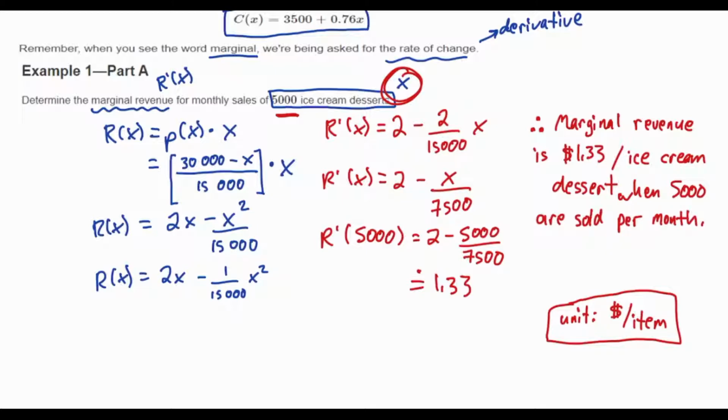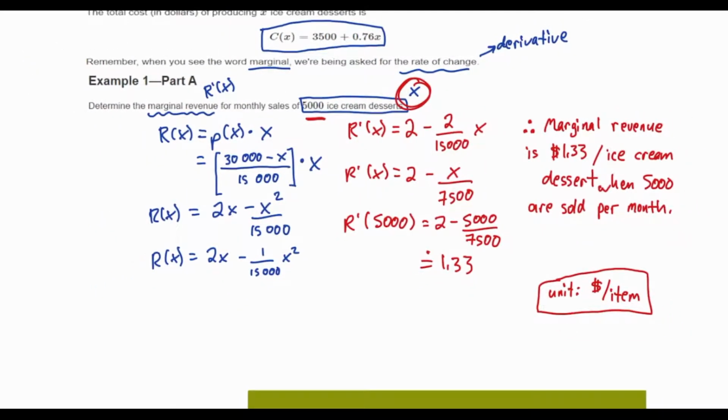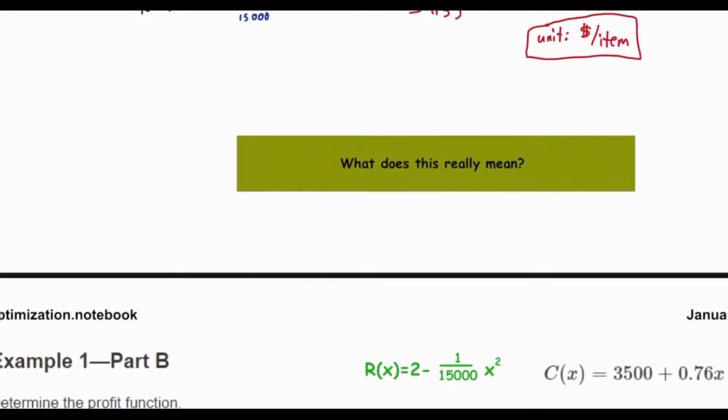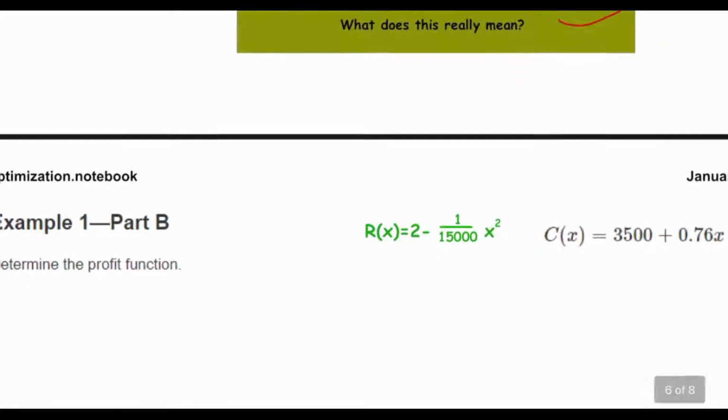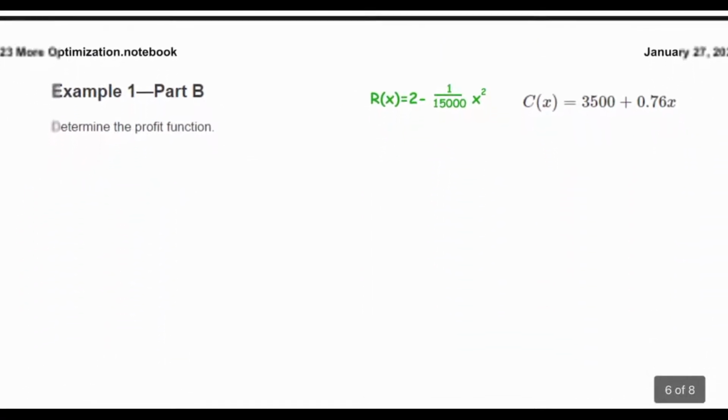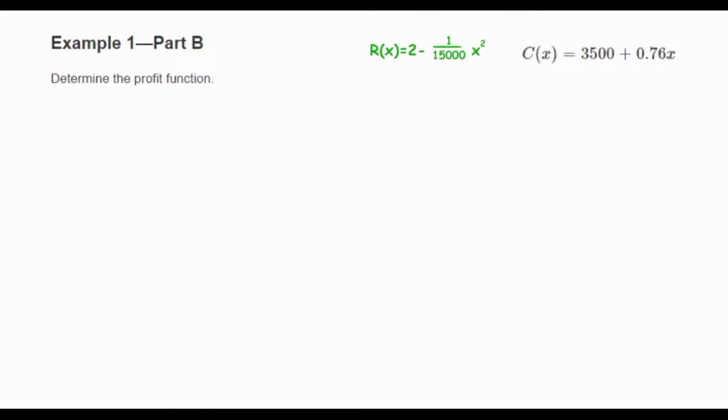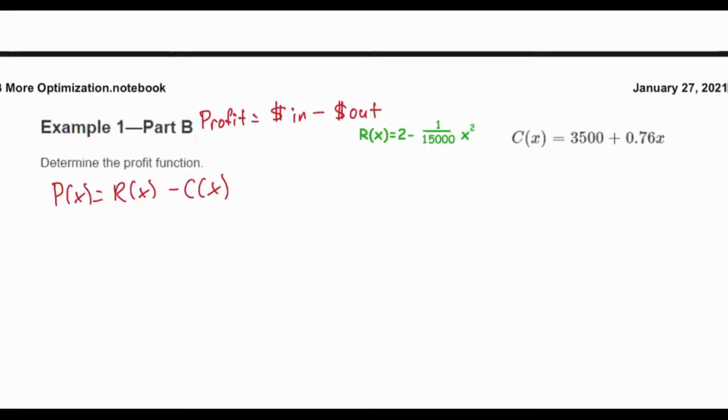All right, that was part A. Let's take a look at part B. What does this really mean? As we already answered up here. For part B, we are asked to determine the profit function. So recall that profit is equal to revenue minus cost. So basically profit equals money in minus money out. And so it is possible to have a negative profit. That just means that we're losing money.